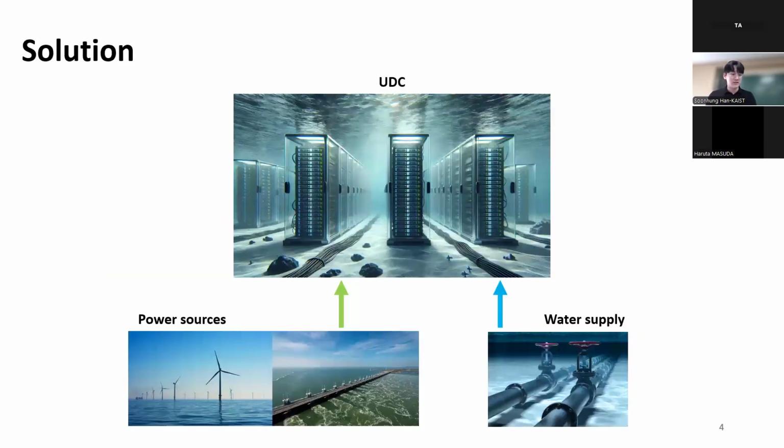Our proposed solution is the concept of underwater data centers, or UDC. The idea behind UDC is straightforward: place data storage infrastructure on the seabed or in ocean environments. By doing this, we can utilize the cold temperatures of the ocean for natural cooling, drastically reducing the energy required for traditional air conditioning systems. This concept also opens up opportunities to tap into renewable ocean-based energy sources such as wind, tidal, and wave power.